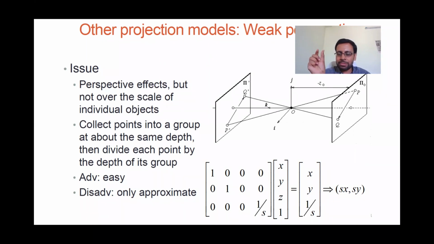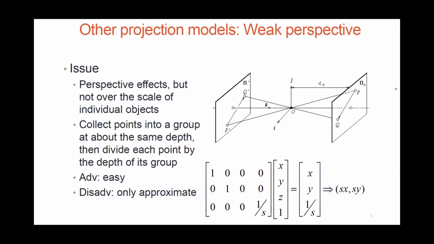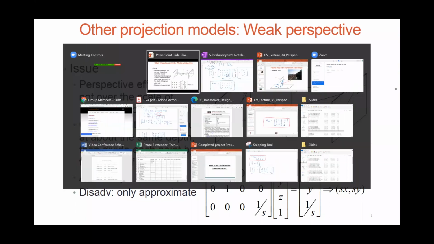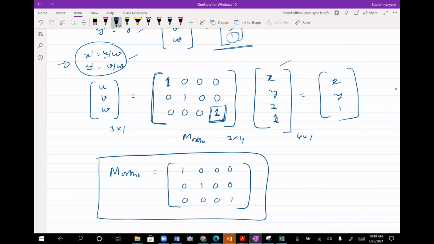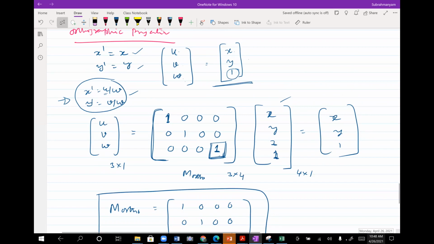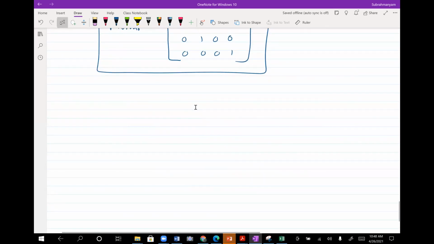Okay, there might be a maximum variation of Z naught within the object, but this distance is so high that for that object you could consider as if the whole object is at a distance of Z naught. And this is referred to as weak perspective projection. So it's a perspective projection, but now you are making that assumption. That's why this is referred to as weak perspective projection. So this is the last projection transform that we are going to discuss.